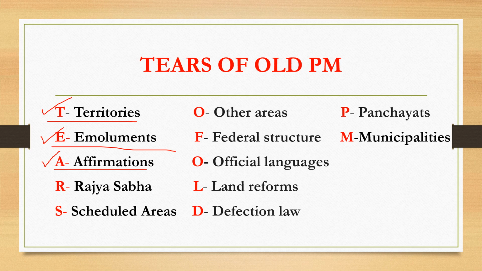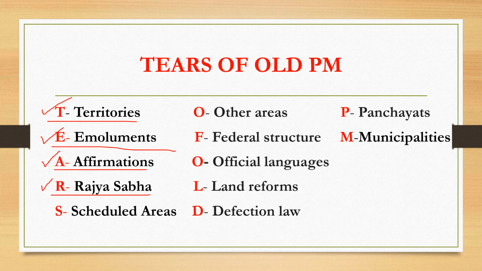Next is the fourth schedule. The fourth schedule is represented by the letter R. R stands for Rajya Sabha. The fourth schedule deals with the allocation of seats to states and union territories in the Rajya Sabha. R stands for Rajya Sabha and this is the fourth letter from the top and it is the fourth schedule.